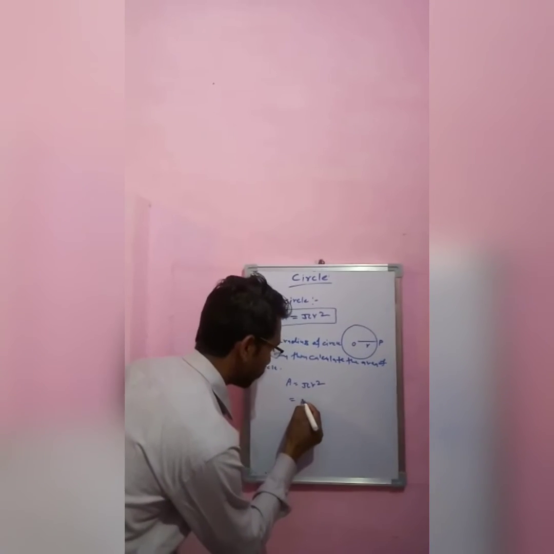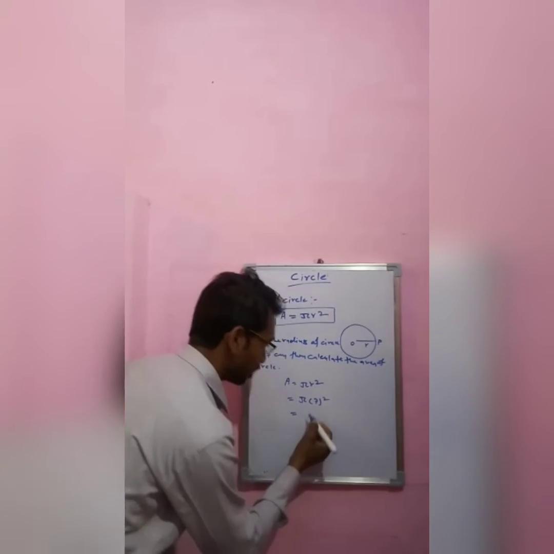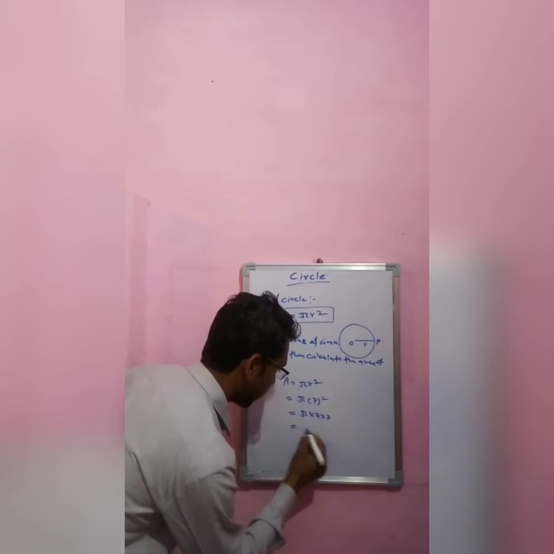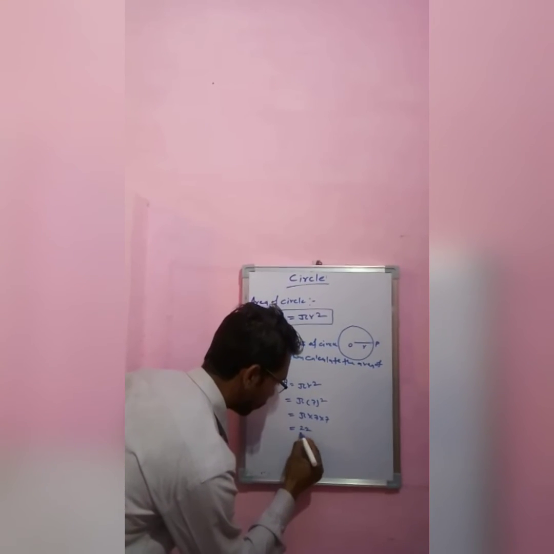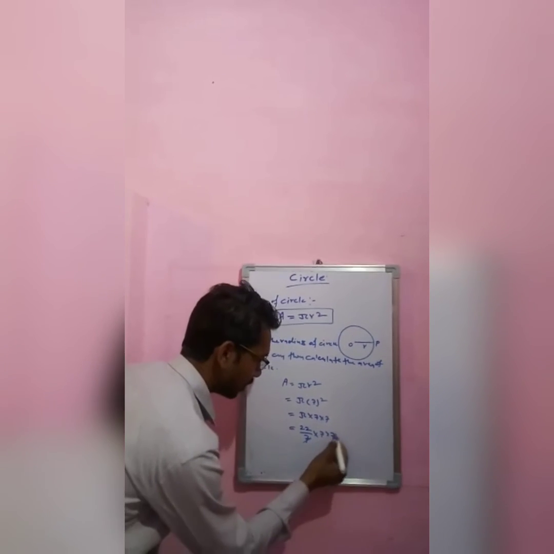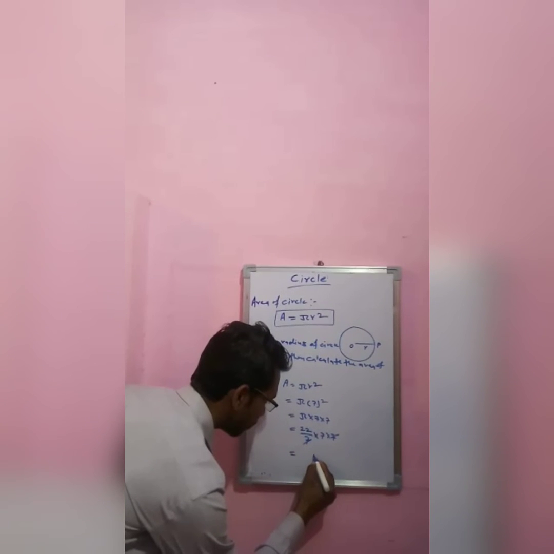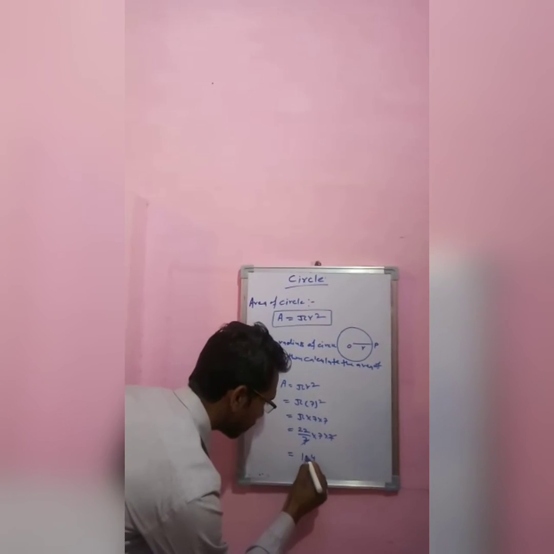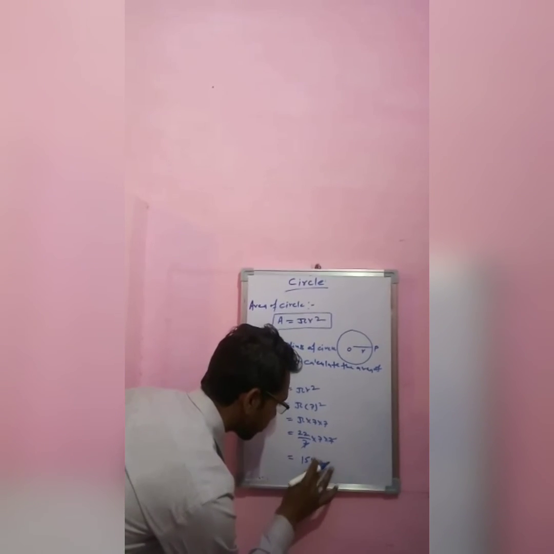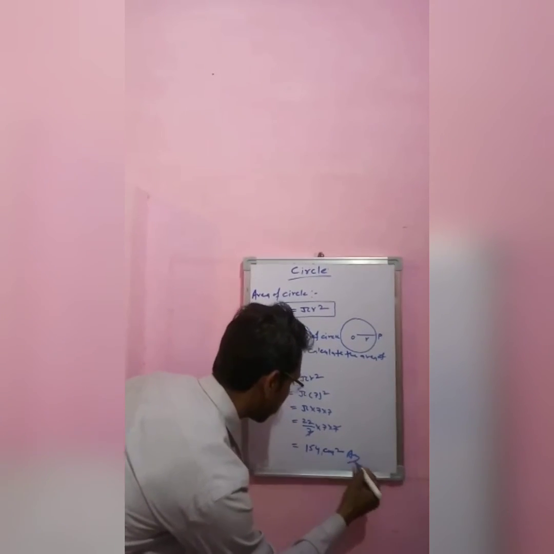Now putting the value of radius, 7 whole square equal to 7 into 7, and value of pi 22 by 7 into 7 into 7. 7 and 7 cancel out. 7 multiply 22 is 154, centimeter square. This is the answer.